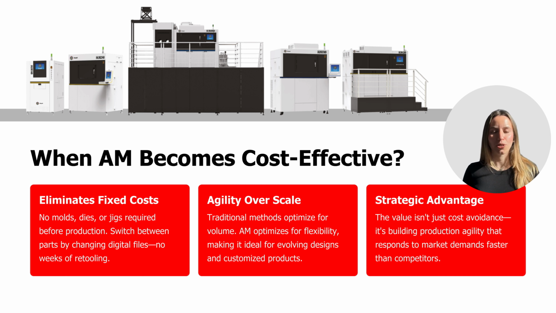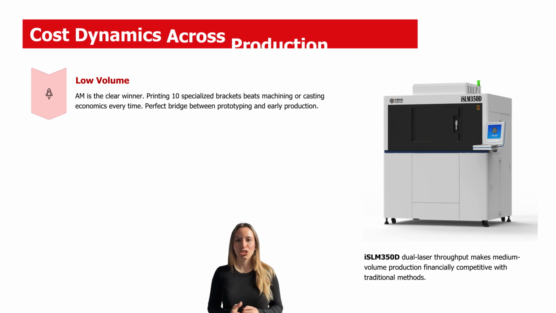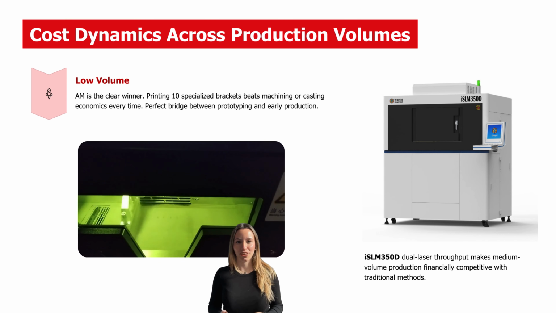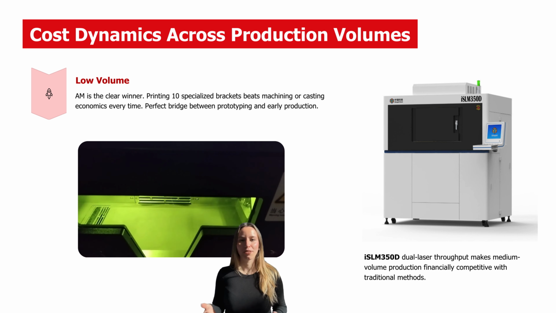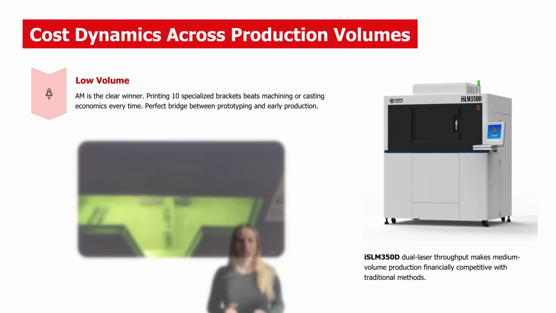Instead of focusing only on cost reduction, AM adds agility to the production line, which often leads to better overall economics. At low production volumes, additive manufacturing is clearly more cost-effective. For example, printing a small number of specialized metal brackets for testing or early production is far cheaper than machining them or creating tooling for casting. At this stage, AM works as a bridge between prototyping and full production.